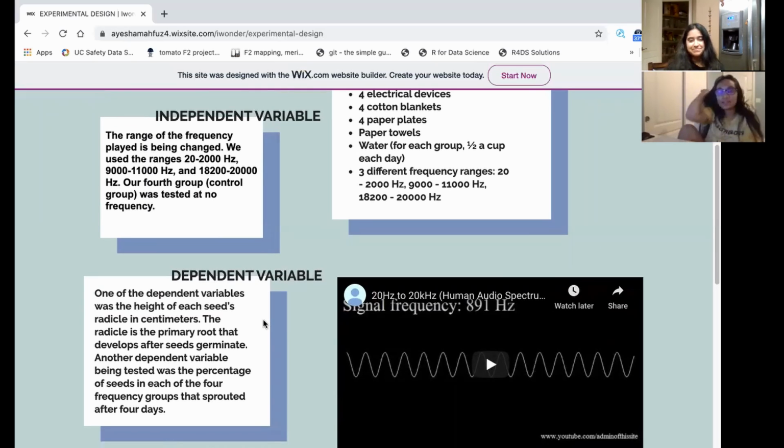And then our dependent variable: we had 2 dependent variables. The first one was the height of each seed's radical. And the radical is basically the primary stem that comes out of a seed when it germinates. And then our second dependent variable was the percentage of seeds that germinated in each group. So these were the 2 variables, the data that we collected.